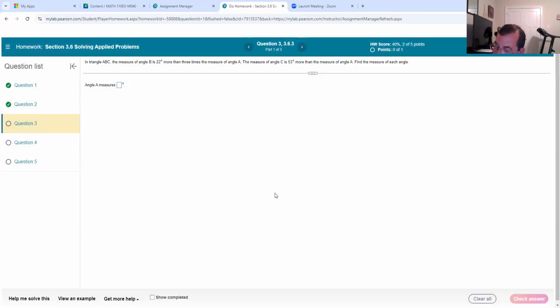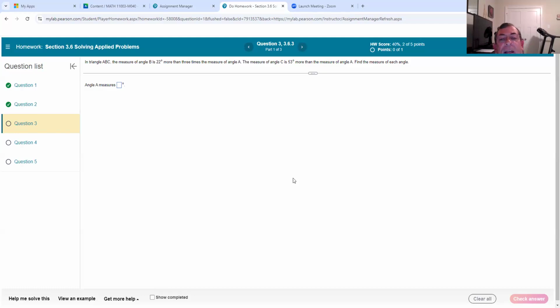All right, y'all. So now the systems of equations are coming up for us, okay? So let me write our problem here, and then we'll go work this. So we got triangle ABC, angle B is 22 more than 3 times the measure of angle A. So that'll be angle B equals 3 times A plus 22. So 22 more than 3 times angle A.